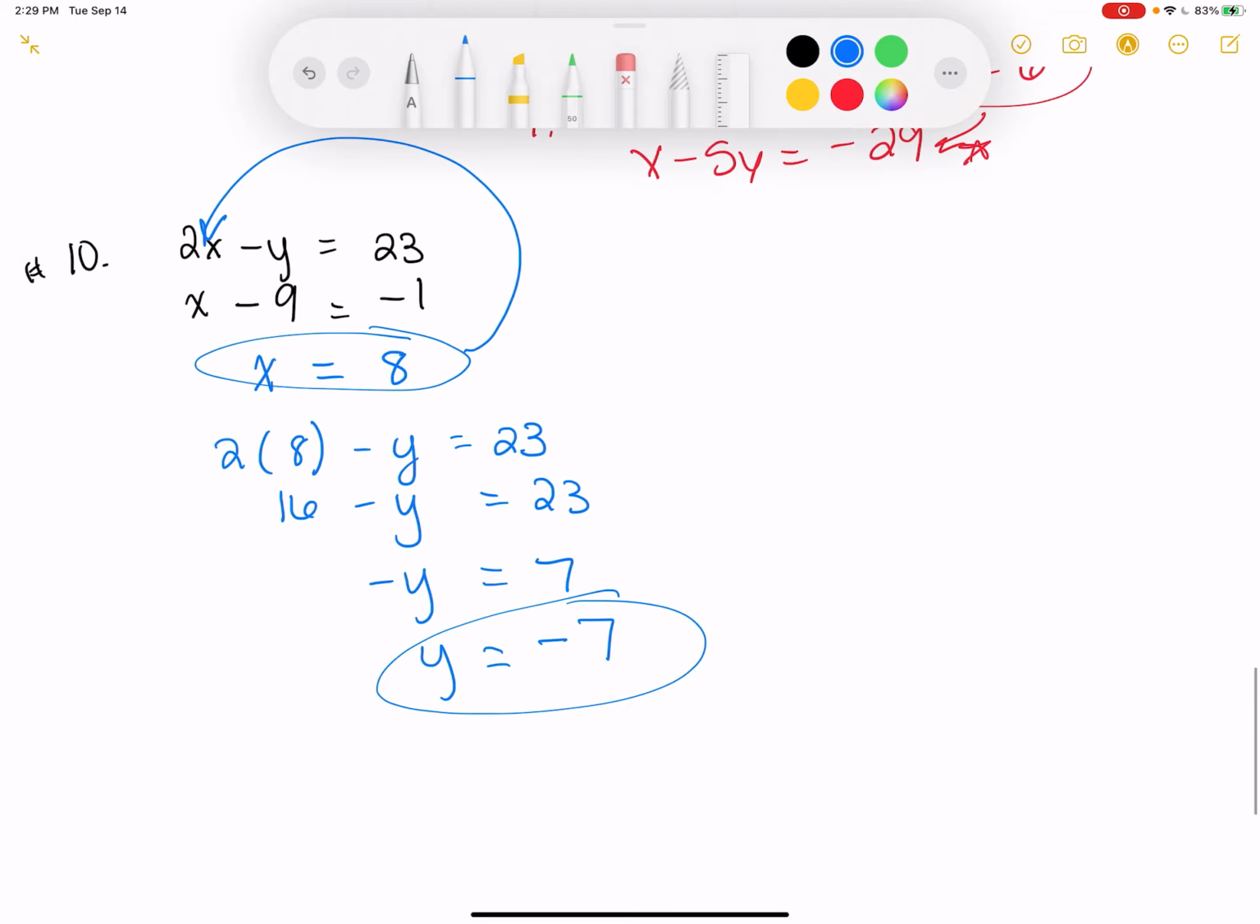Where's the -1 from? Because you have to divide. There's a negative in front of the y. You can have a -1. So then my answer as an ordered pair is (8, -7).